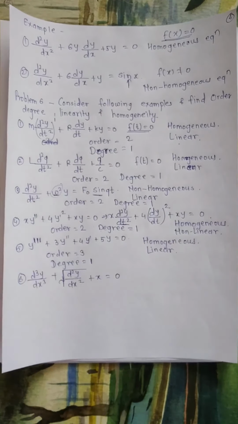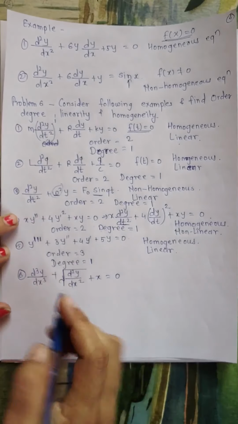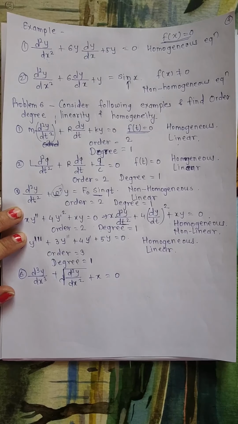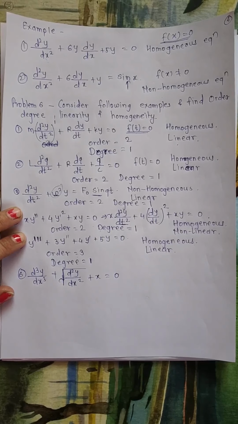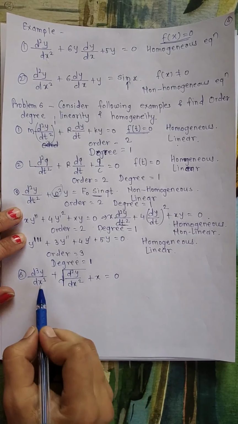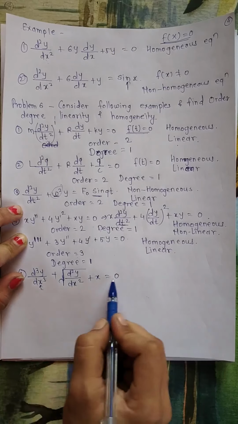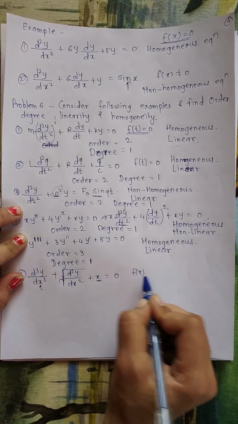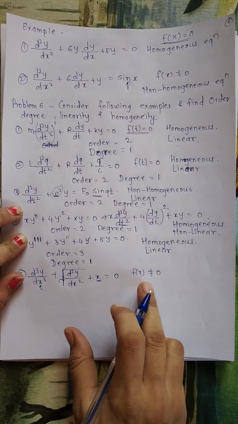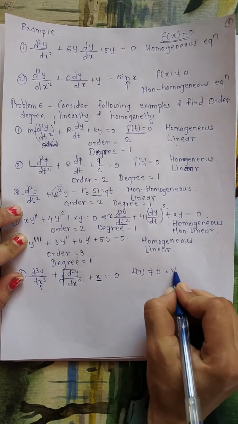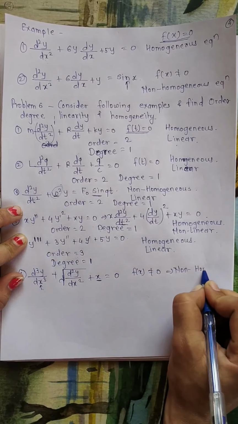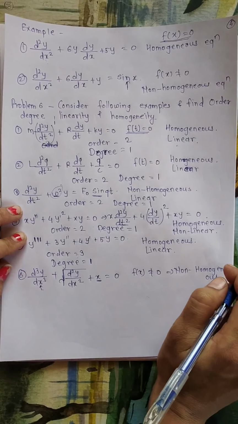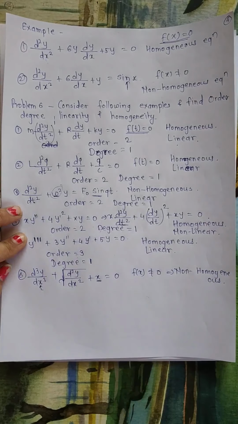The last example is d cube y upon dx cube plus root of d square y upon dx square plus x equals 0. Now here x is the independent variable, and if you observe this equation, there is a term which contains f of x, meaning f of x is not equal to 0. This implies that this equation is a non-homogeneous equation. So the type of this equation is a non-homogeneous differential equation.